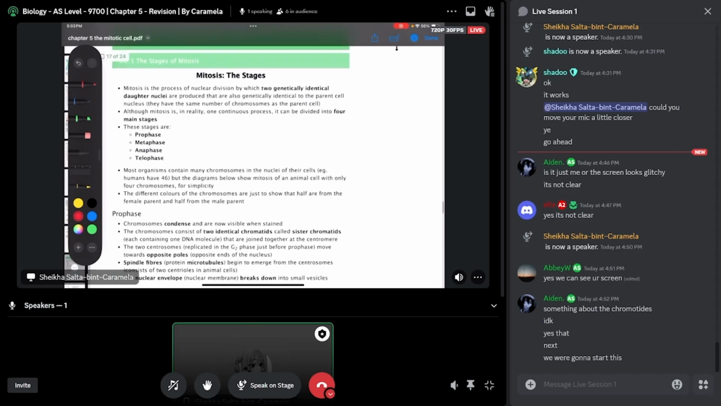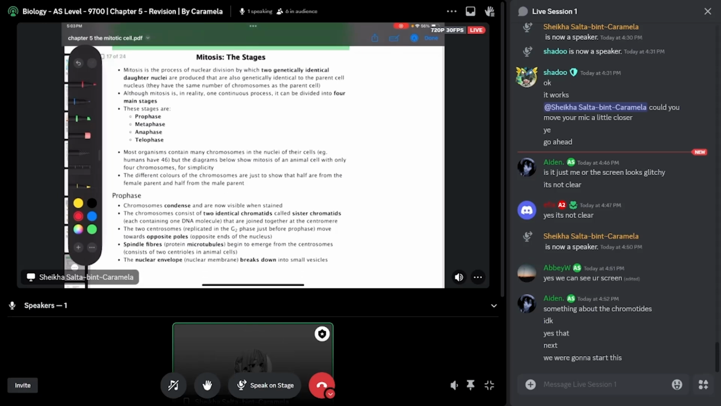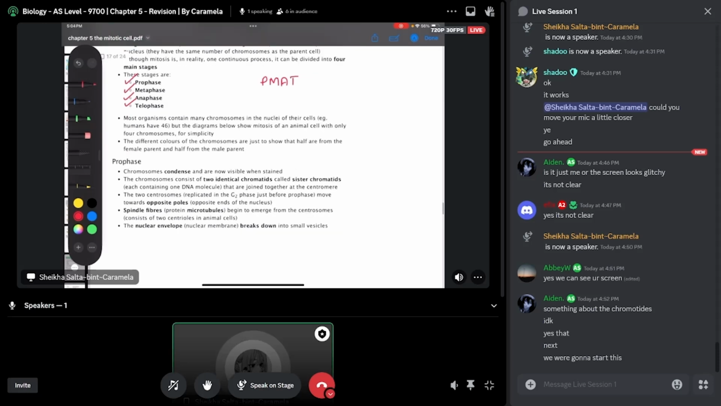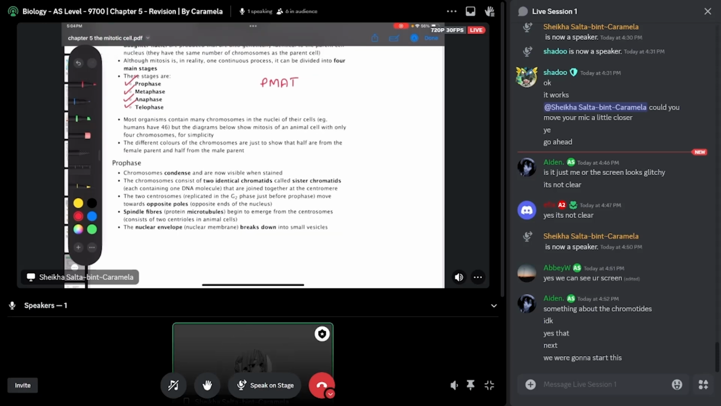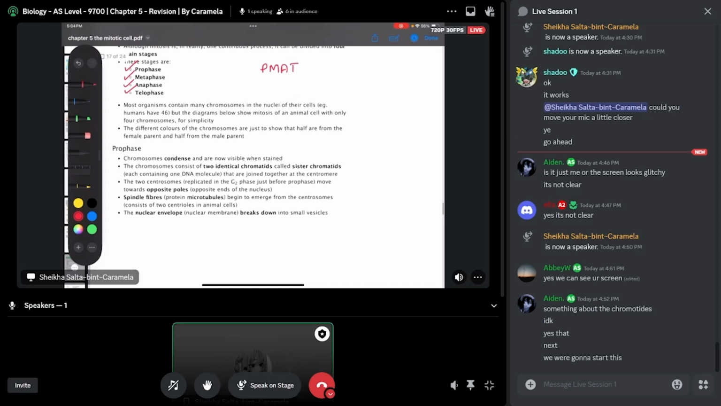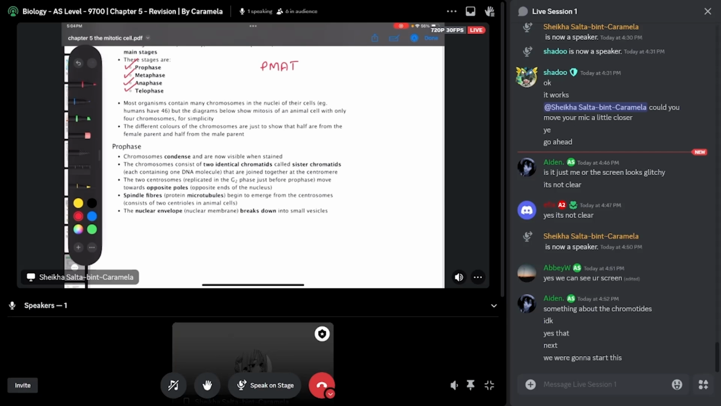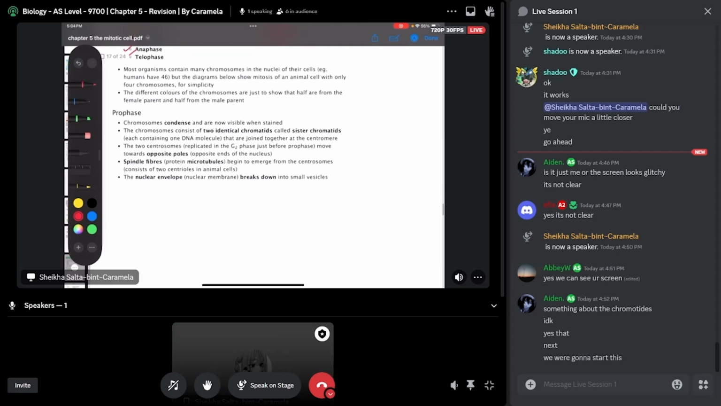Now comes the main part, which is mitosis. Mitosis is basically the process of nuclear division by which two genetically identical daughter nuclei are formed, as I told you, and it is divided into four main stages: prophase, metaphase, anaphase, and telophase. You can also learn it as PMAT for short, easier to learn as well. Most organisms contain many chromosomes in the nuclei of their cells, but the diagrams below will show only the general structure, in different colors.